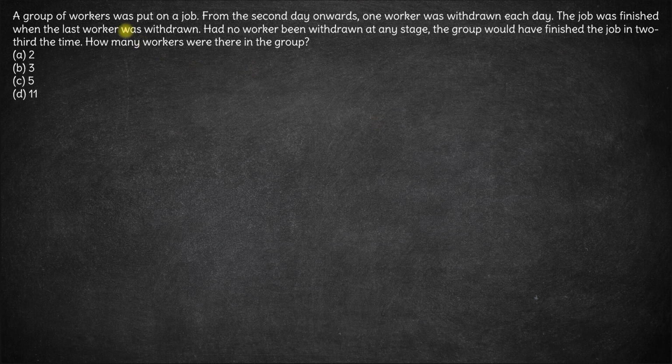Hi, here we have a group of workers that was put on a job. From the second day onwards, one worker was withdrawn every day. The job was finished when the last worker was withdrawn. Now, had no worker been withdrawn at any stage, the group would have finished the job in 2/3 the time. How many workers were there in the group?